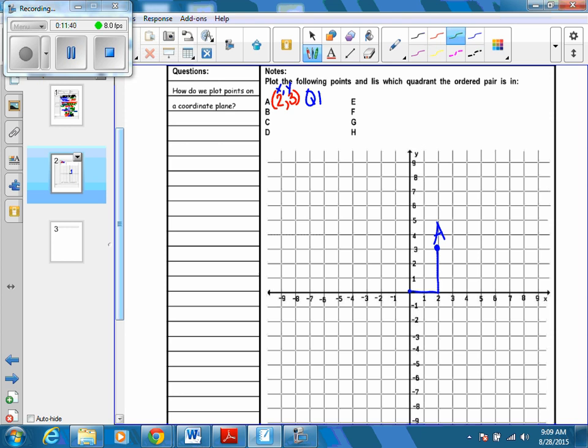Okay, let's try another one for B. So for point B, let's use -1, -2. All right, so this one's a little different. I had 2 negative values. So starting at 0, remember x comes first. I'm going to go over -1, and then on the y-axis, -2, I'm going to go down. So this is my point -1, -2. This is going to be point B. All right, and point B is in quadrant 3.